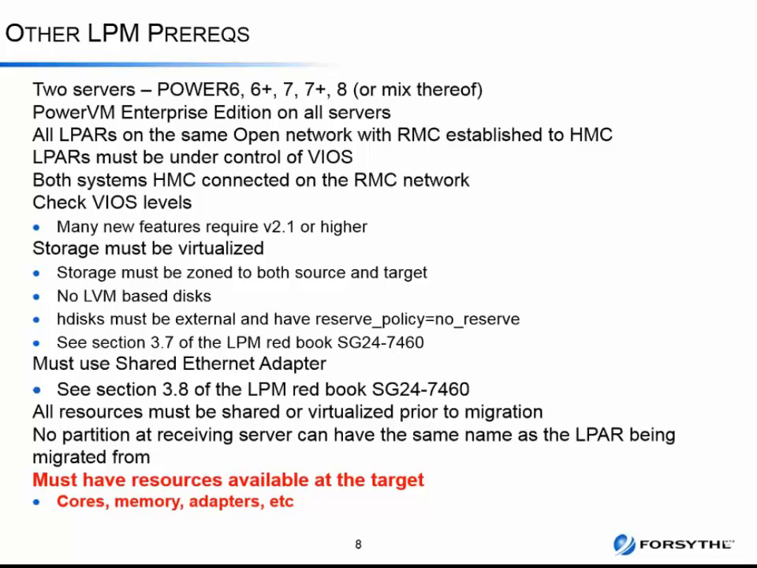And the target system has to have available resources. As an example, if you have a 4-core 32 gig LPAR that you want to move, you have to have 4 cores and 32 gig available at the target. If you don't have that much available at the target, then you need to use DLPAR to make the source LPAR smaller before you try to move it.